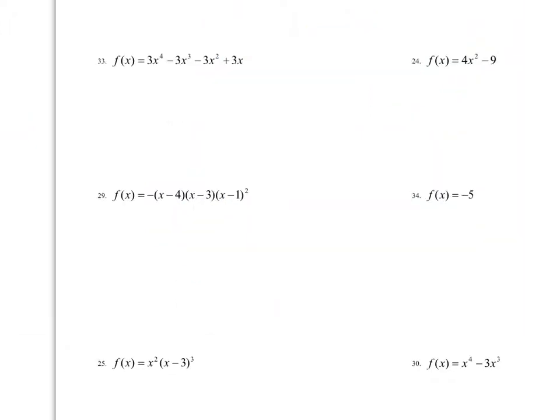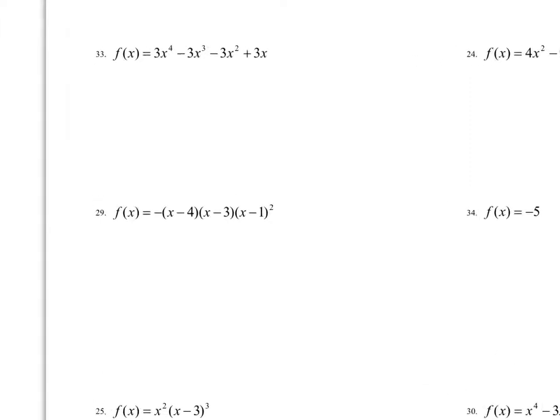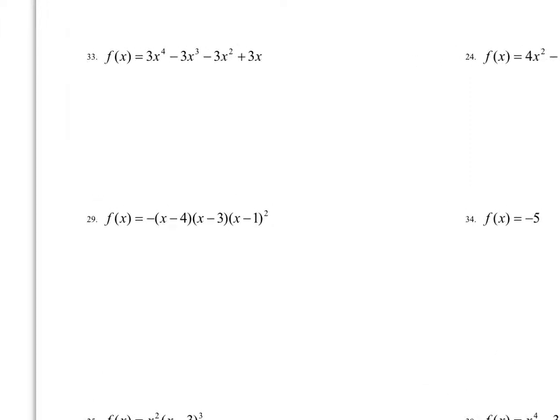Okay, now this next one looks kind of complicated to try to solve, but if we set that equal to 0, well, first of all, we can factor out a 3 of the whole thing, so let's just do that. Then we're going to be left with x to the 4th minus x cubed minus x squared plus x equal to 0. Now, this is one that we're going to be able to factor by grouping.